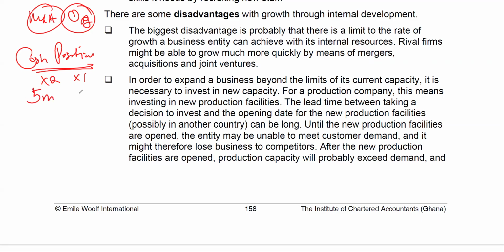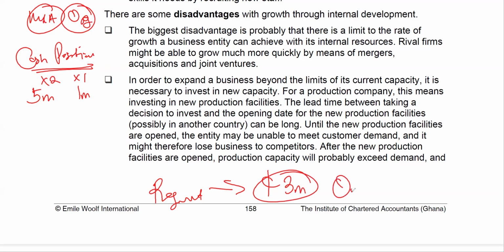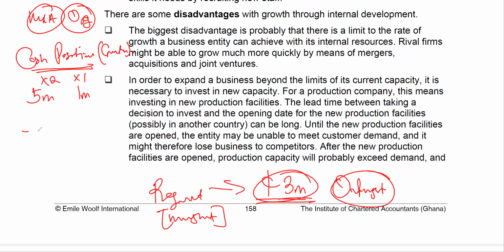5 million this year, and last year cash was 1 million, and maybe the initial investment for the acquisition is somewhere around 3 million, right? To take up this acquisition, and it may involve an outright cash or maybe an investment, right? You want to pursue an investment with your own resources, and the initial investment is 3 million, okay? So if I'm doing a cash position analysis, cash position is just growth in cash, right? You are just checking the cash position of the organization.